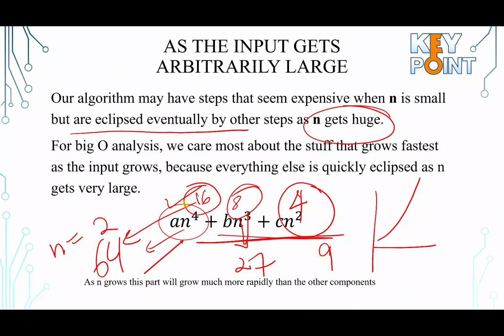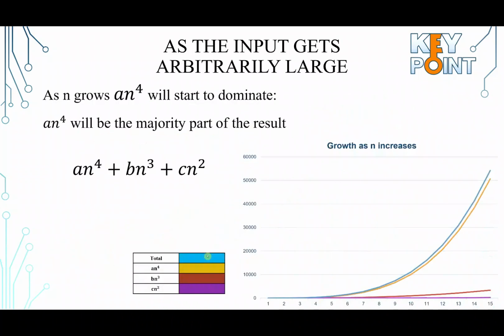So this gives you always the biggest gap when you transition from one n to another, n equals 2 to n equals 3 to n equals 4. So we're almost always interested in this one. As n grows, here's the proof of that. As n grows, n squared, n to the power 4 will start to dominate.